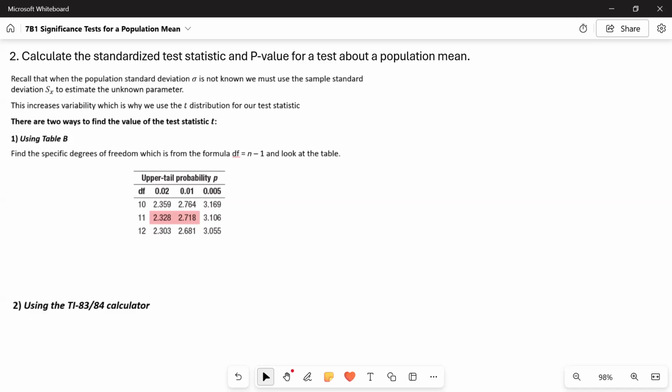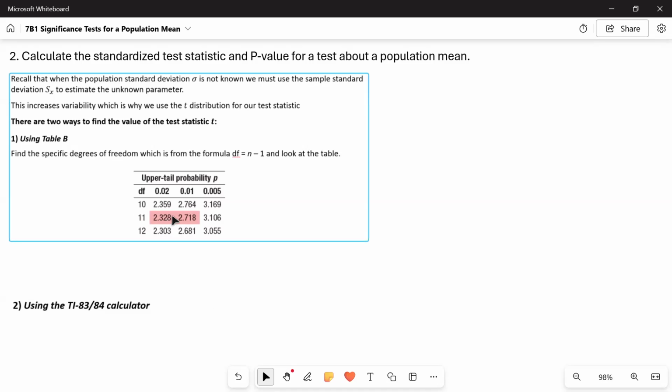So there are two ways to find the value of the test statistic t. First one is using table B. So here, I want to find the specific degrees of freedom from the formula degrees of freedom n minus 1 and take a look at the table. So for this one, we would have 11 degrees of freedom, which would mean we had a sample size of 12. And if we are looking for the upper tail probability here, so once you have your t star critical value, you can look it up on the table.